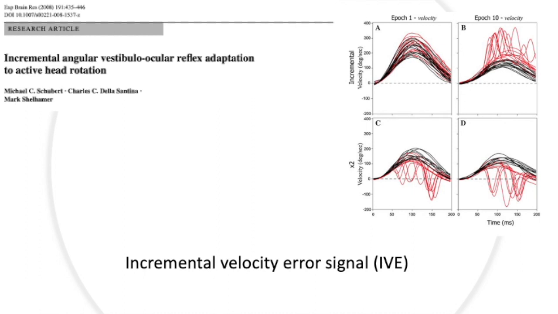This is the first publication about a new way to enhance VOR gain. The author called this incremental velocity error signal, or IVE. In comparison with a conventional constant and big velocity gain demand, the incremental paradigm might provide a small enough error signal to make the brain believe that it's valid. In this case, the brain might try to make a more enduring modification. This method successfully improved the VOR gain in patients with unilateral vestibular hypofunction.